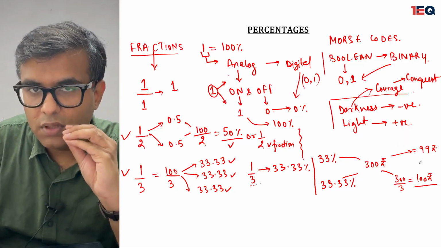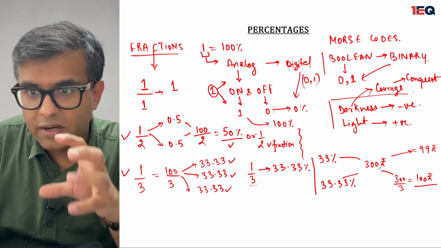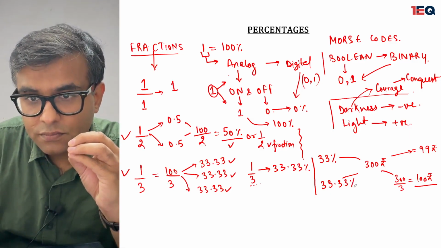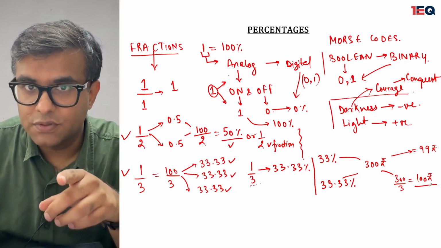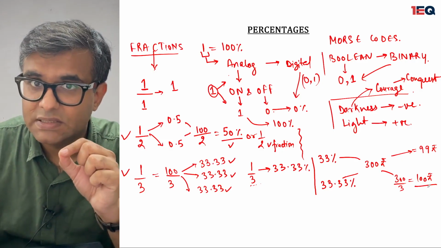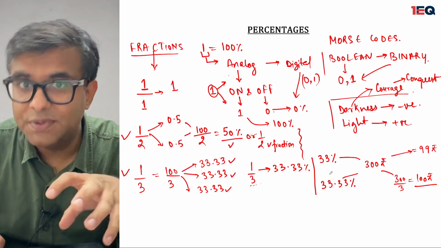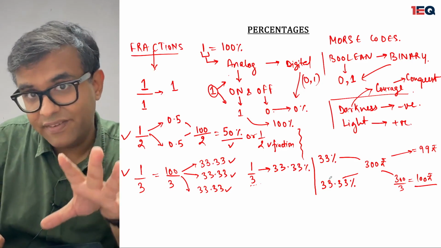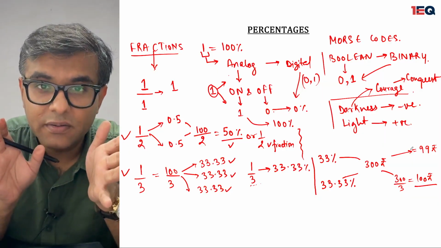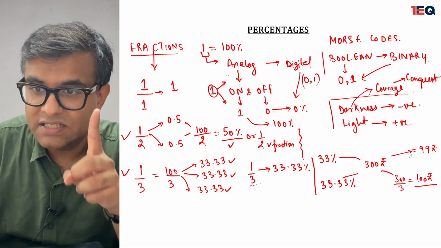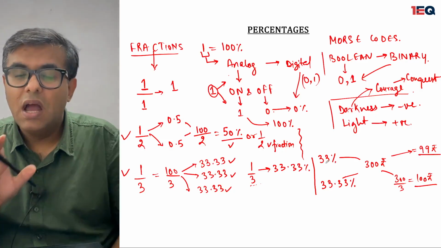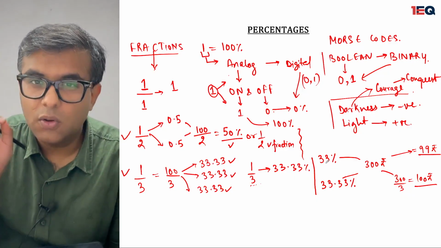So if on a 300 rupee product there is a 33.33% discount, you are in a better position, a happier place, because you will pay 100 rupees less. But if there is a 33% discount, then you're not in a very happy place, because you will only get 99 rupees off, not 100. So 1 rupee has its value. Always remember, 33% and 33.33% are not interchangeable quantities.